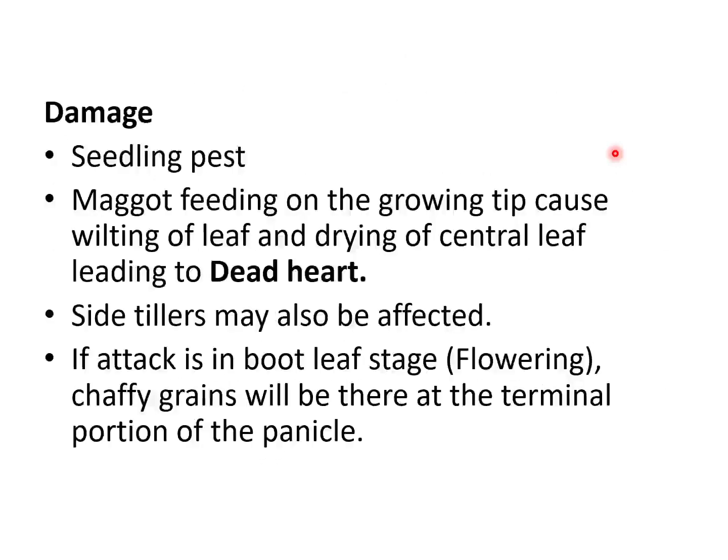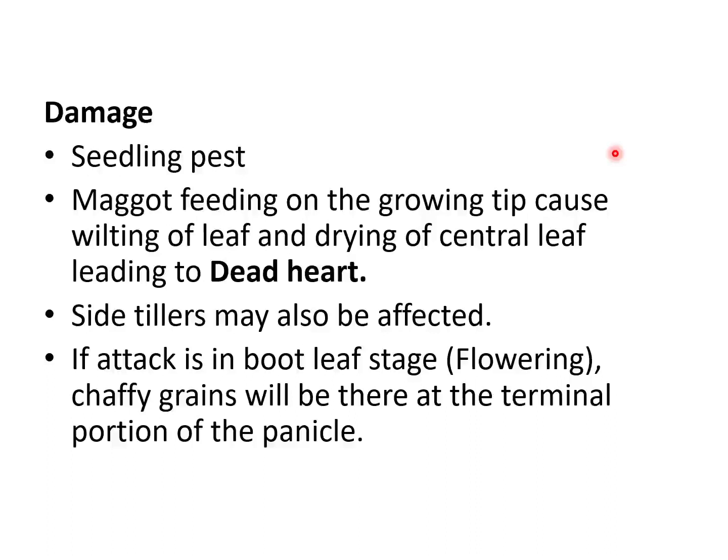Because of the feeding of this pest on the growing part, it leads to the formation of dead heart, because the growing tip is damaged by the maggot. As we discussed in the case of wheat itself, this is a pest which attacks the crop in the first month after sowing. So it's a seedling pest and it attacks the main stem along with the tillers. Sometimes the damage is also observed during the boot leaf stage or in the flowering stage.